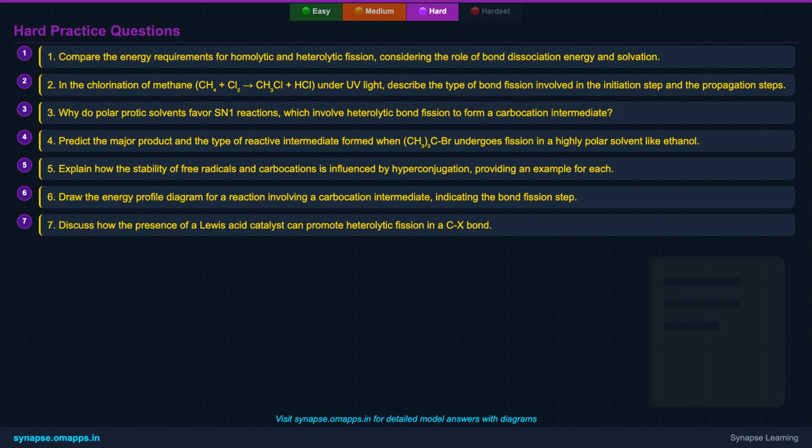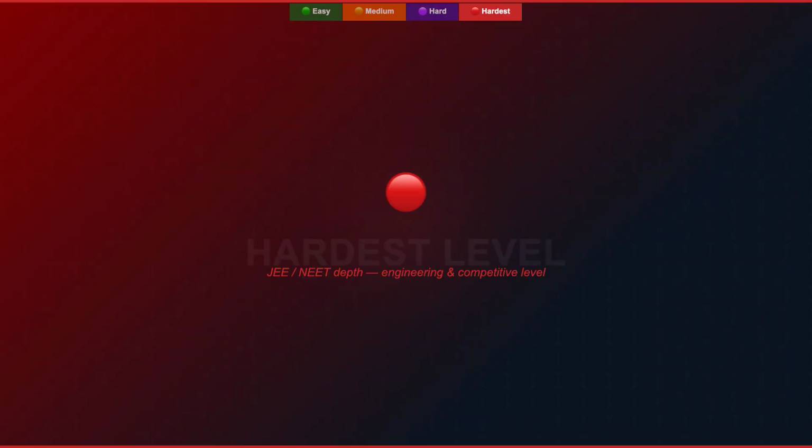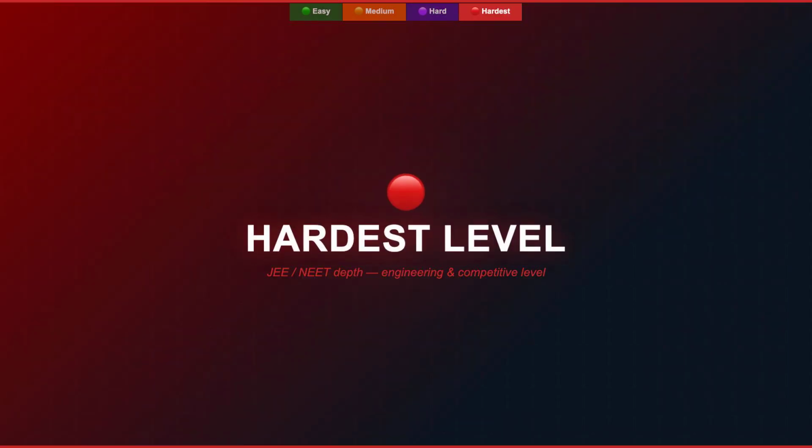Q4. Predict the major product and intermediate from CH3CBr in ethanol. Q5. Explain how hyperconjugation influences free radical and carbocation stability. Q6. Draw an energy profile diagram for a carbocation intermediate. Q7. Discuss how a Lewis acid promotes heterolytic fission. Good luck! Are you ready to tackle the pinnacle of this topic?